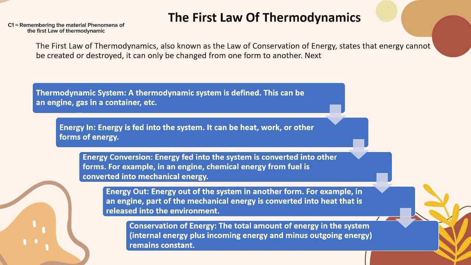Energy conversion: energy fed into the system is converted into other forms. For example, in an engine, chemical energy from fuel is converted into mechanical energy. Energy out: energy leaves the system in another form. For example, in an engine, part of the mechanical energy is converted into heat that is released into the environment.